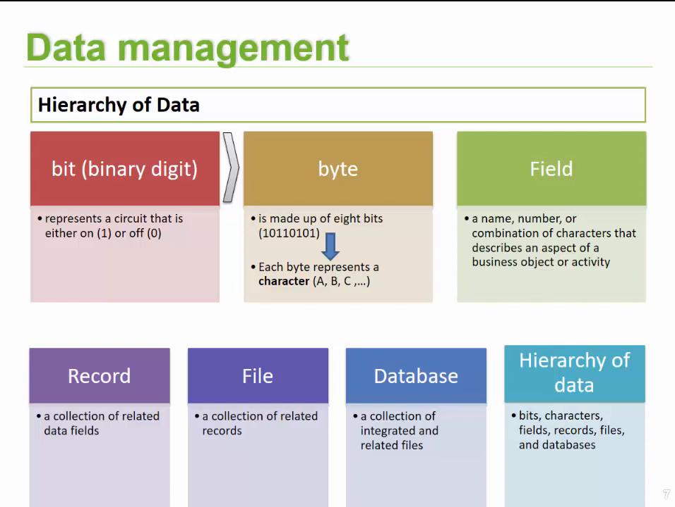Now, once we've got a collection of bytes, we're going to create a field, and we're going to talk about this in more detail a little later on. Now, a field can typically be a name, a number, or a combination of characters, and these usually describe any object or activity that we want to record information on.